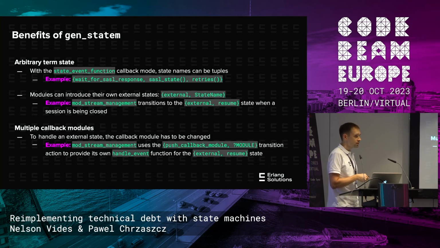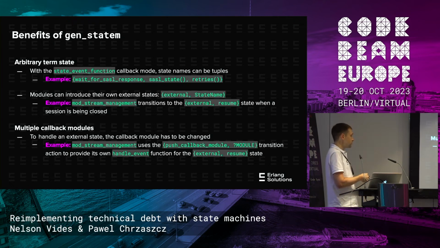Another one was that modules can have external states. For example, mod stream management is an extension that makes it possible to resume a session, so it has a special new state. An extension module introduces a new state to the state machine, called external resume, and the old session enters that state just to wait for a new session to be created, and then the new session can use some of the data from the old session. That's the idea.